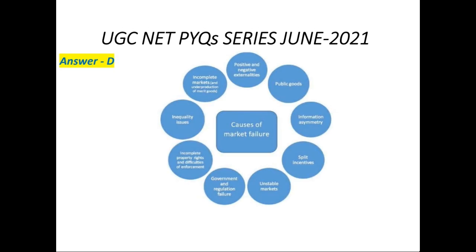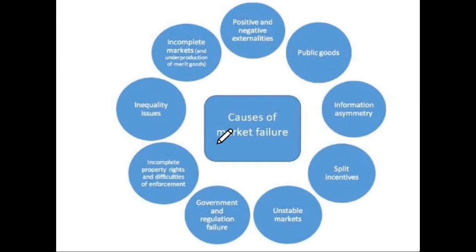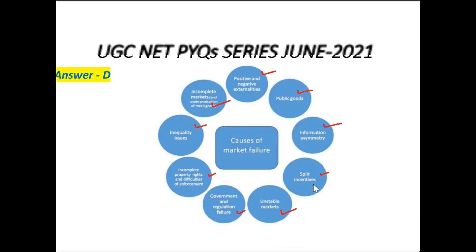Next question. There are some other causes of market failure. Let me zoom in. The causes are positive and negative externalities, public goods, and information asymmetry. Information asymmetry means that someone has more information and someone has less information. Also split incentives, unstable markets, government and regulation failure, incomplete property rights and difficulties of enforcement, inequality issues, and incomplete markets. So these are some causes of market failure.